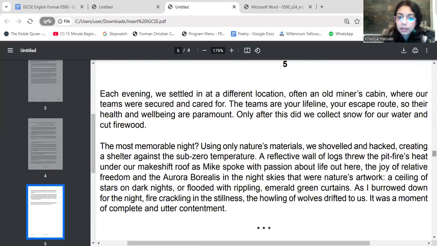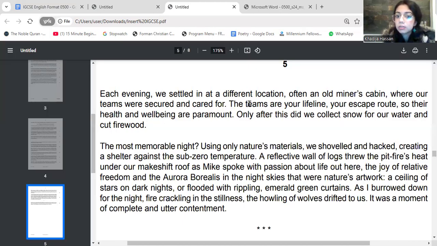Each evening we settled in at a different location, often an old miner's cabin, where our teams were secured and cared for. The teams are your lifeline, your escape route, so their health and well-being are paramount. Only after this did we collect snow for our water and cut firewood.